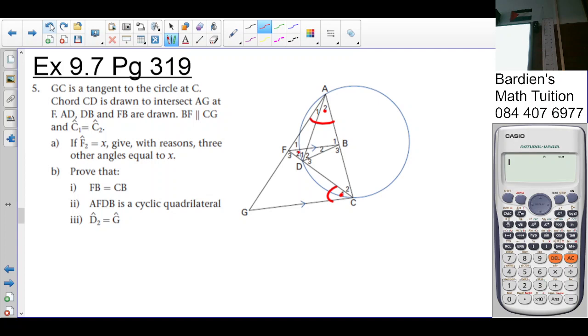Then we are told that C1 is equal to C2. Much more dots going to come into play. If F2 is equal to x, give the reason 3 other angles equal to x. So if F2 is x, what can we say what is x? C1. Alternate angles. Then A2. Then C2. These 3 angles. You guys see that?